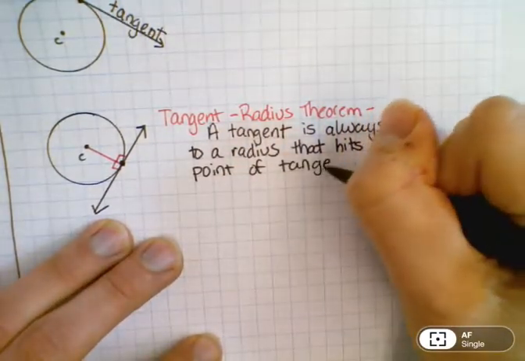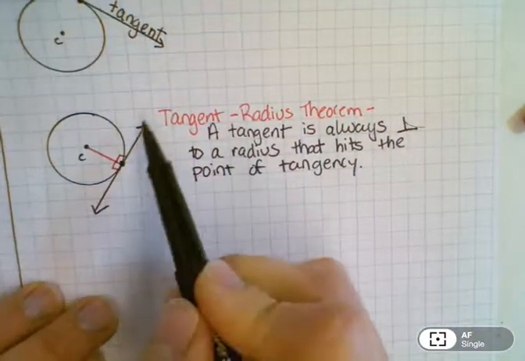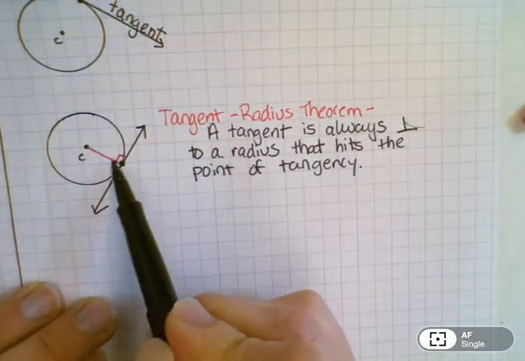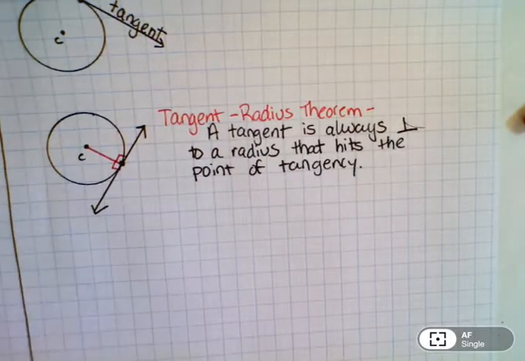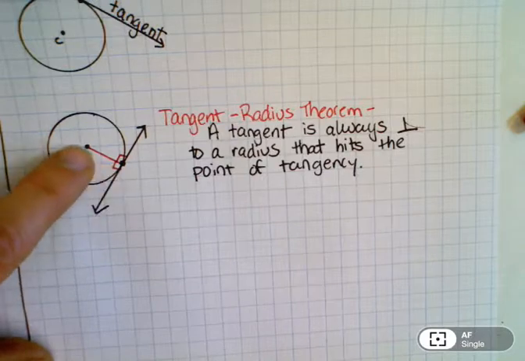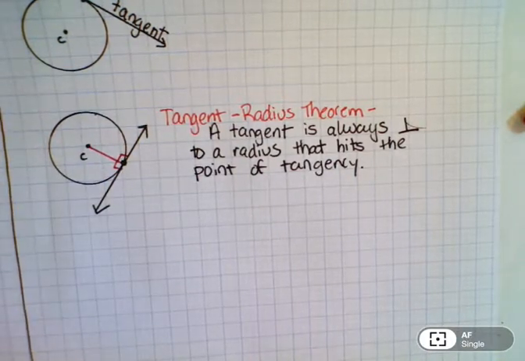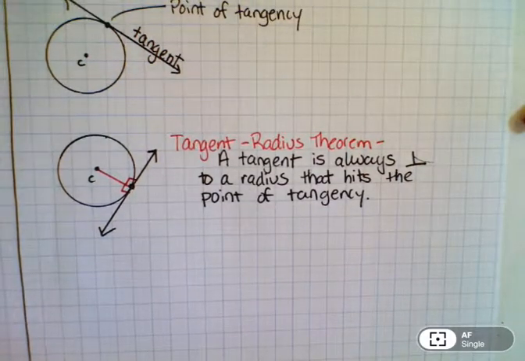Okay, so take a minute and copy that down. A tangent is always perpendicular to a radius that hits the point of tangency. And the converse of this is always true. If you have a radius that hits a line at a 90-degree angle, then you can be sure that line is a tangent line. So we're going to do a couple of examples using this theorem.